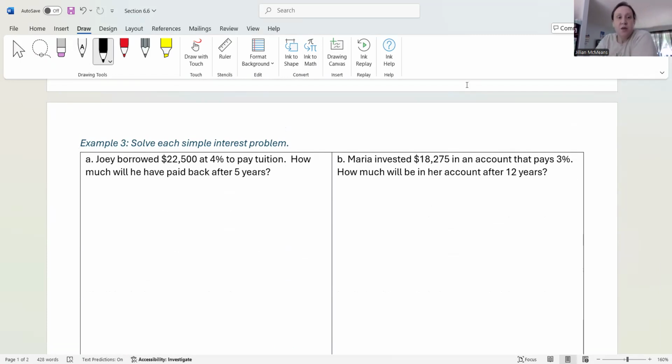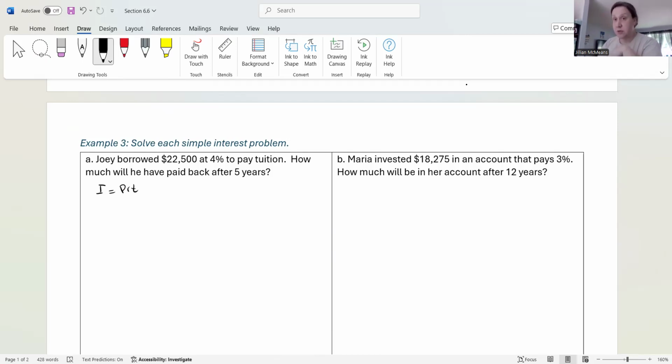Okay. So example 3 says solve each simple interest problem. So Joey borrowed 22,500 at 4% to pay tuition. How much will he have paid back after 5 years? Okay? So what we need to do is find basically the future value. So we know that we have the interest formula. So I equals PRT will calculate the interest. Okay? But we can take the interest and add it to the principal, and that tells us how much Joey's going to end up paying back at the end of however many years, 5 years in this case.